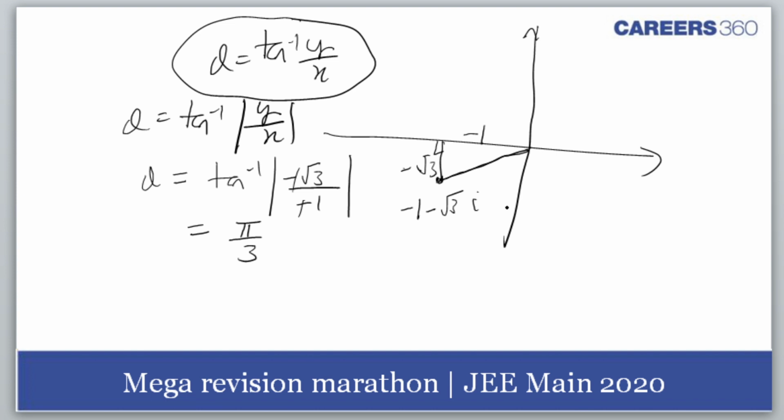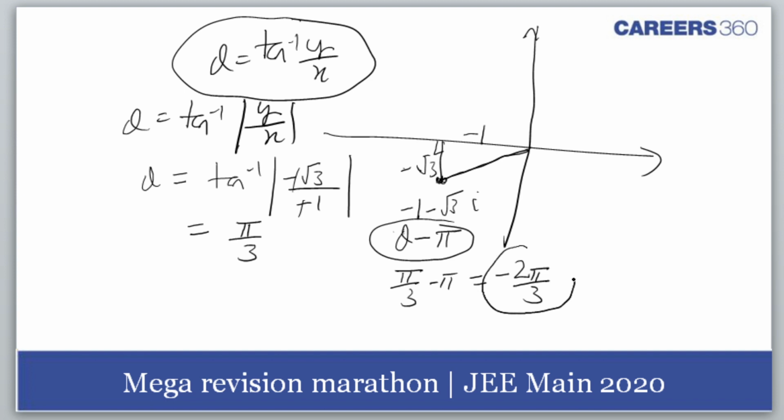Okay. Now, when I get this, actually in the third quadrant, if the complex number is lying in the third quadrant, I define argument as theta minus pi. Okay, that's how I define theta. Theta minus pi. So I'm getting pi by 3 minus pi. So the argument would be minus 2 pi by 3. Okay, I'll give you the whole details of this a little later.